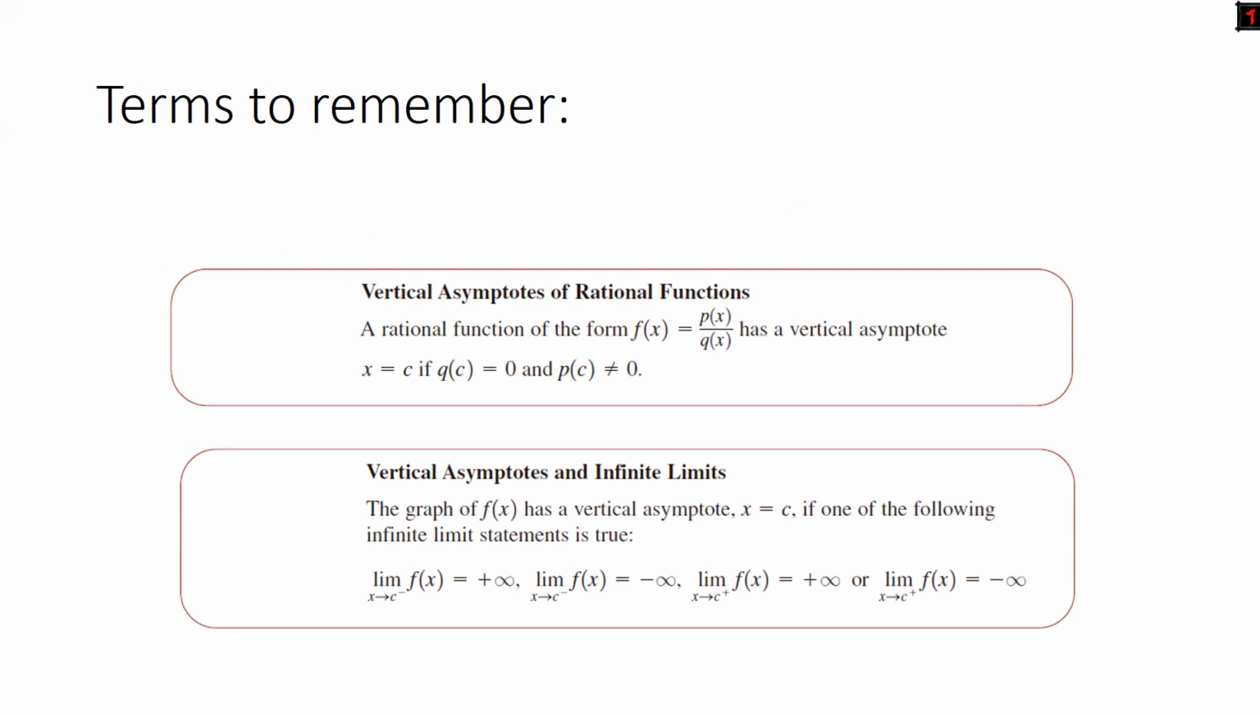Alan, would you mind reminding us, how do you understand vertical asymptotes of rational functions? Vertical asymptote is a line, an imaginary line that a function cannot cross or touch. Yes, that's absolutely right. And how do we define vertical asymptote for rational functions?